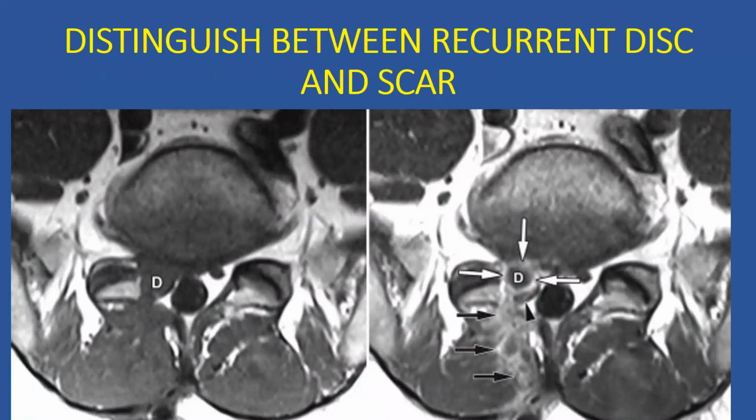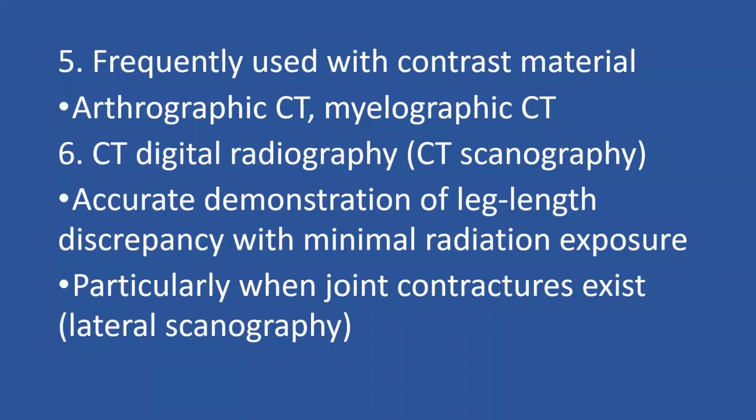This is an example. On the left hand, we have an axial cut with evidence of a disc. You see it in the D region, and this is pressing on the cord or nerve root, etc. Following the injection of contrast material, you see that there is an uptake, and this tells you that this patient is a scar former, and you have to keep this in mind. This is very important to distinguish between a disc and scar tissue. Frequently used with contrast material, we can do arthrographic CT and myelographic CT. These help in the diagnosis.